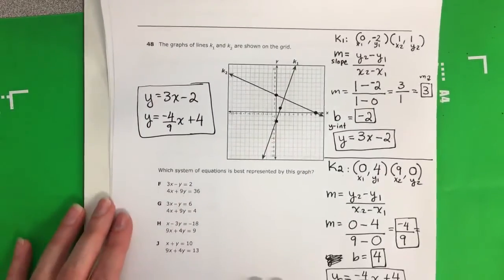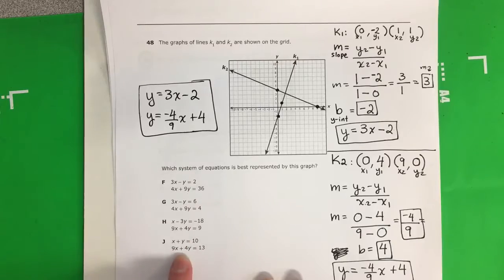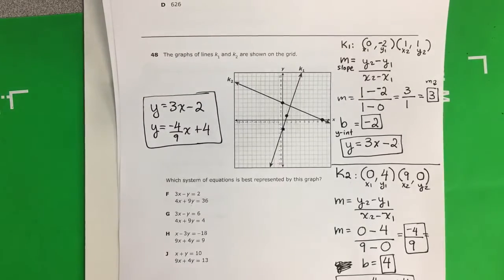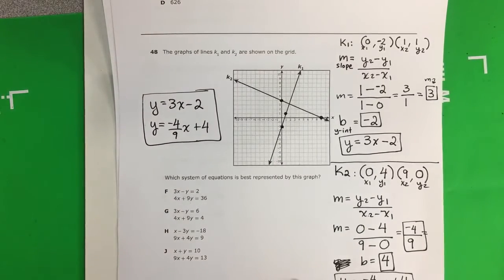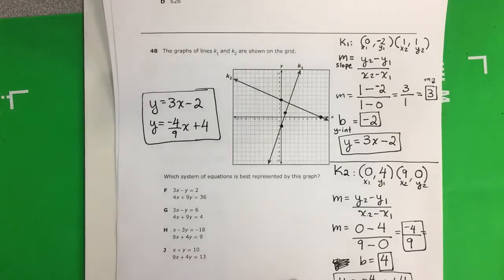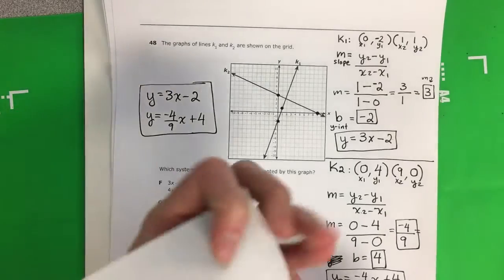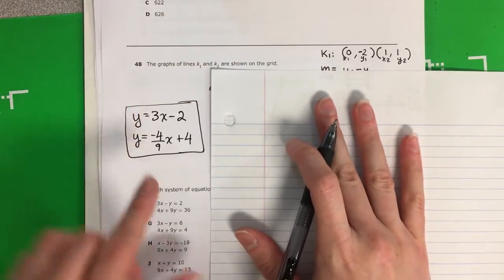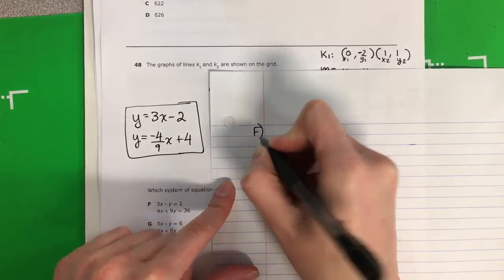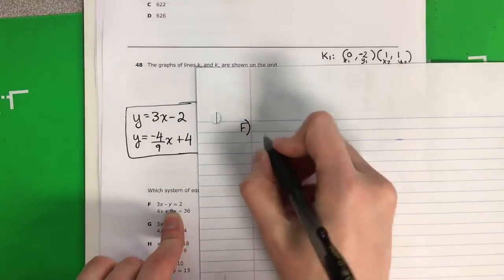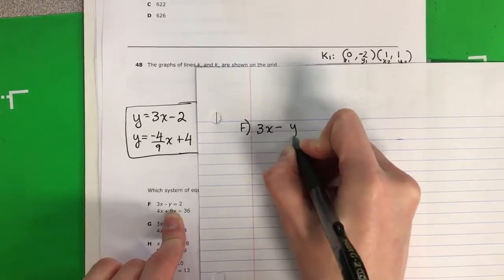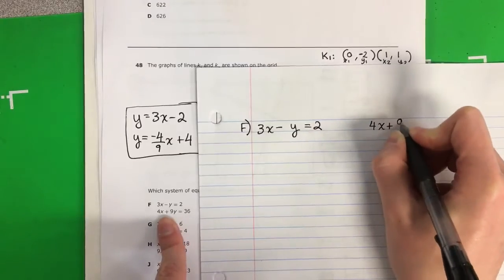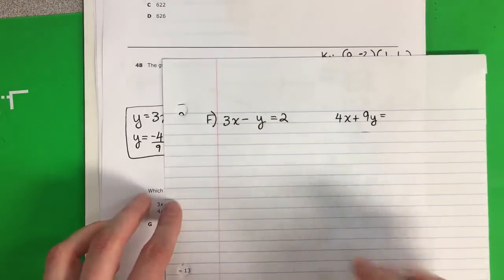Okay, so now I need to get these y's alone and see which one gives me these. I'm going to do it on a different paper because I don't have space here. So let me get my paper. We're going to do F first. For F, I have two equations. My first one is 3x minus y equals 2. And my second one is 4x plus 9y equals 36.